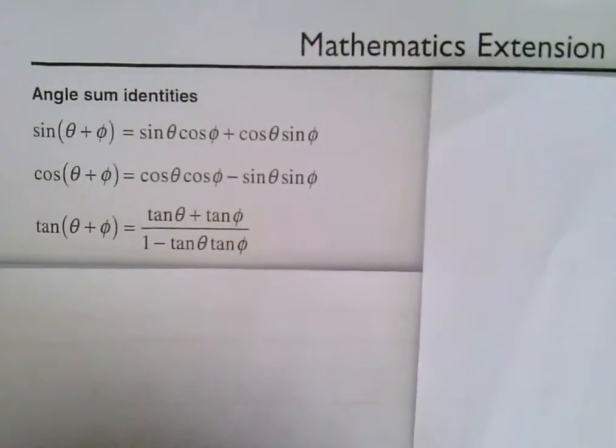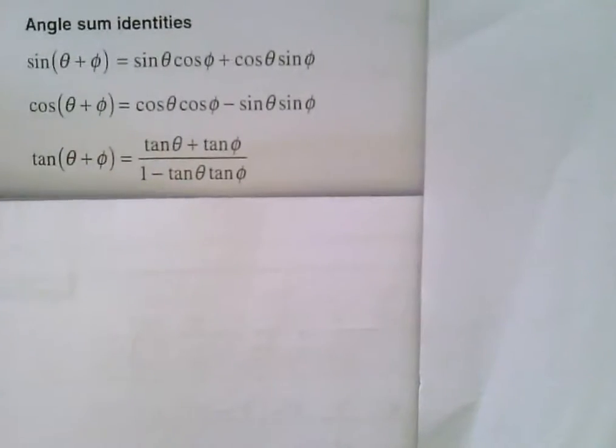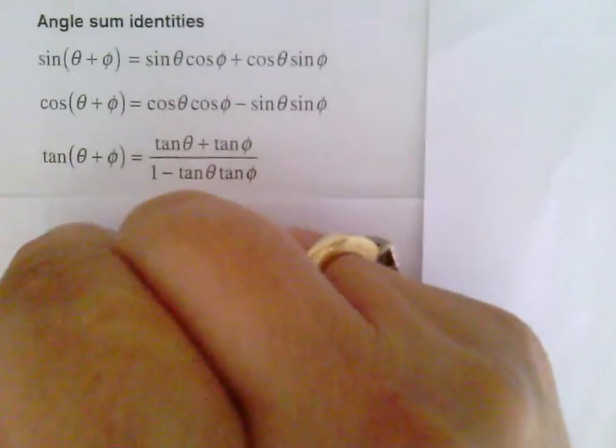All right, on the formula sheet for extension 1, these are the angle sum identities that you get. So we're going to make sure that we're able to write them all out. Notice they're just plus, plus, plus. We have to be able to write out the negative version, the minus versions as well. So I'm going to do them.